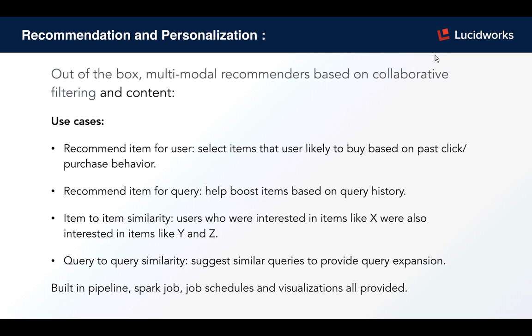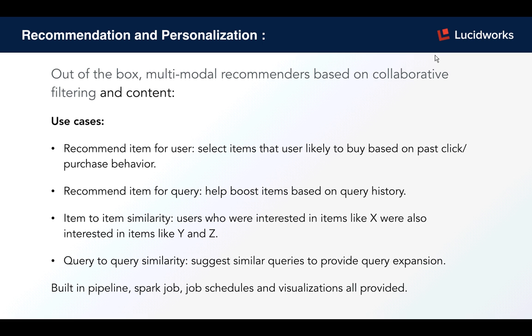So for the recommendation engine we built, it's an out-of-the-box multimodal recommender that combines both collaborative filtering results and content together to provide a better search experience. Some typical use cases: we can use this engine to build recommenders that recommend items for a user. For example, we can select items that a user is likely to buy based on past click or purchase behavior, and we can put this list on the sidebar or boost it during the search directly. Or we can directly use the connection between query and item, mined from the query log, to build a recommender for recommending items for a query, which we can use directly in search to help boost items based on query history.